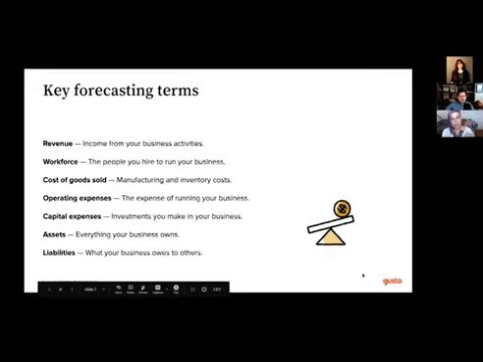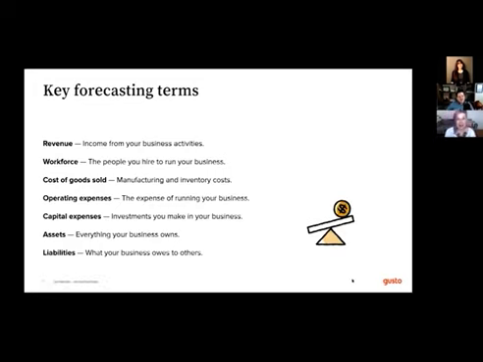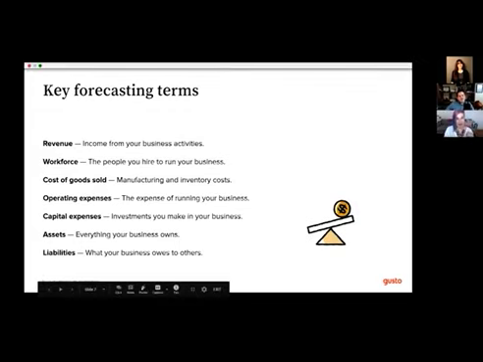So we're going to be talking a lot about accountancy terms. So before we get into the model and I start throwing out all these words, we just want to make sure that everyone is clear on what things mean. So revenue, when we talk about revenue, we're talking about the income from your business activities. So revenue is the income from business activities, and this is before costs and expenses. So this is before we start to take out those pieces.